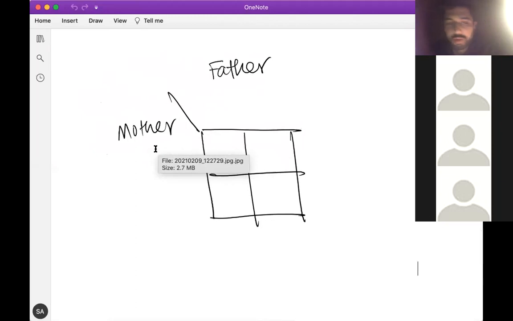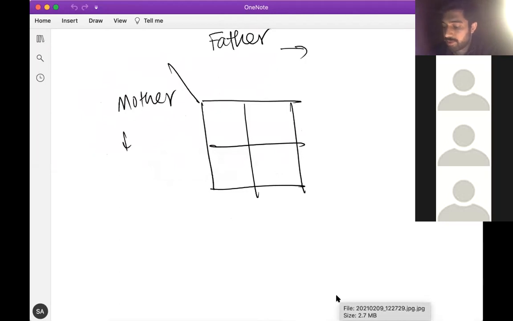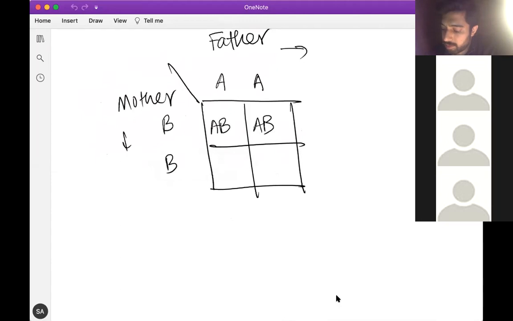Okay, so we said we are going to go ahead with an example. We've set this up as father and mother, father on this side, mother on this side, and assume if you know your father's blood group, you go ahead and write his blood group is A. If you know your mother's blood group, you say it is B. And then we looked into different combinations and we figured out that AB is a combination, AB is another combination, AB is another combination.